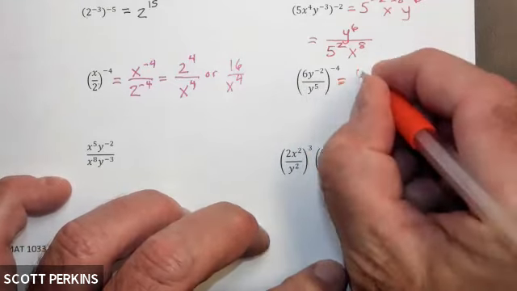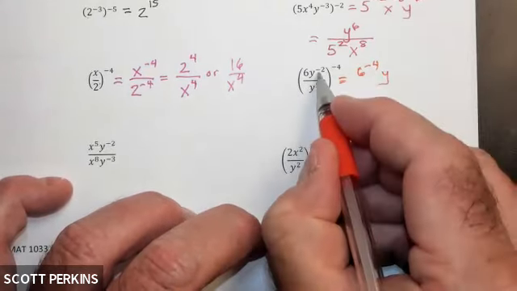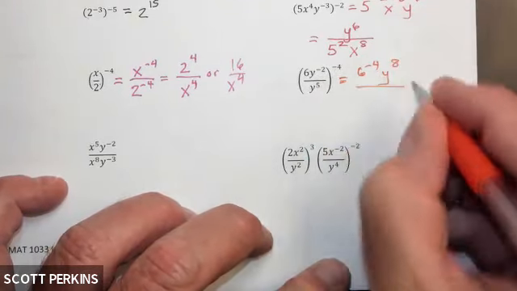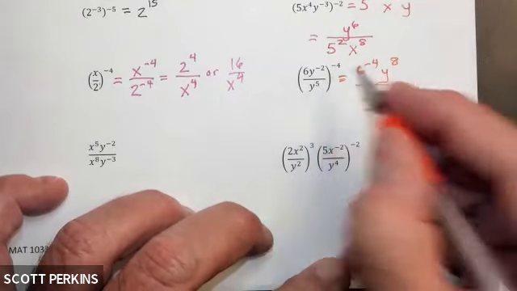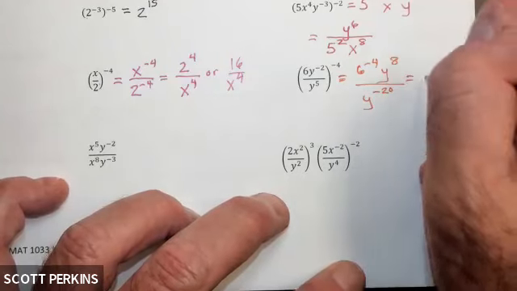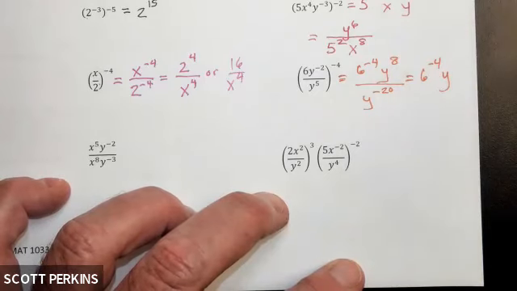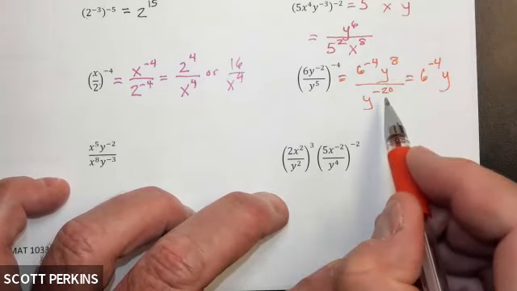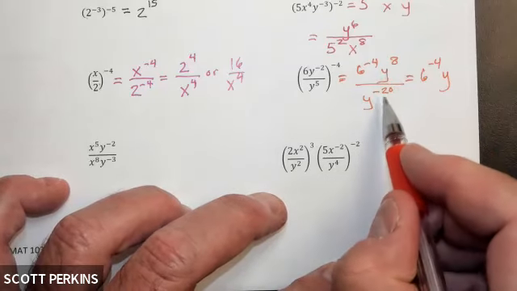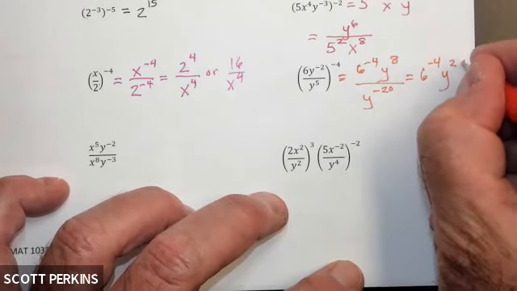So we've got 6 that is going to be raised to the negative 4th power. And then I have a y to the negative 2 raised to the negative 4. Negative 2 times negative 4 is positive 8. And then y to the 5 raised to the negative 4, that's negative 20. So I'll wait on the 6 to the negative 4th. I'm going to now do the quotient rule on the y's. So I have y to the 8th divided by y to the negative 20. And in your calculator, 8 minus negative 20 is the same thing as 8 plus 20, which is going to be 28.